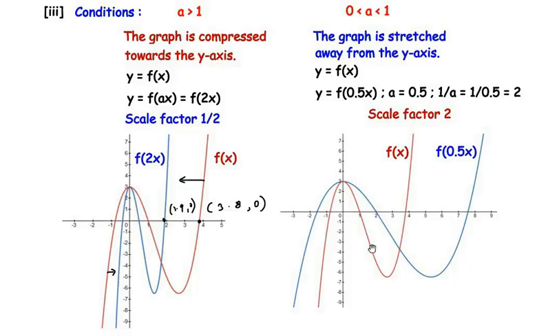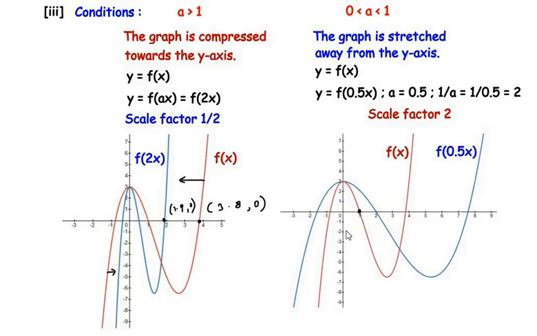So all the y coordinates of the parent function are not affected, but all the x coordinates of the parent function are going to get multiplied by 1 over a. And since here a is 0.5, we get 1 over 0.5 as 2. So basically all the x coordinates of the parent function are going to get multiplied by 2. So it doubles.